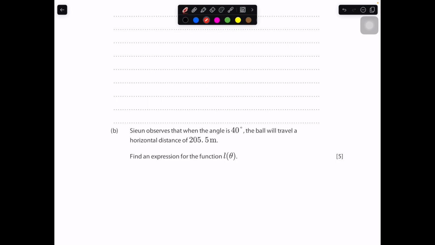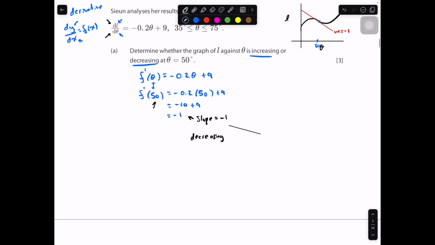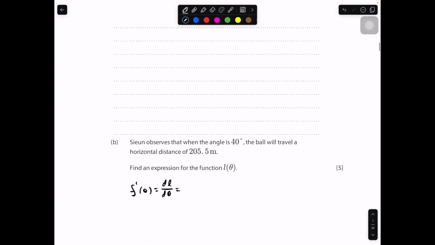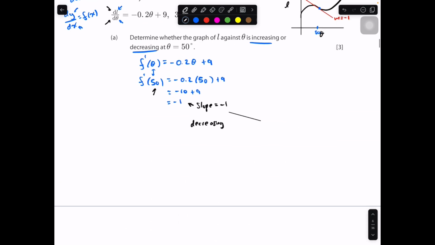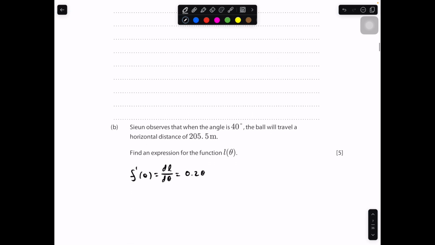So if they gave us this, they gave us f prime of theta, which here is expressed as dL over d theta, and it was negative 0.2 theta plus 9. And they're saying, okay, we don't want f prime of theta, we just want f of theta, or in this case, L of theta, rather.